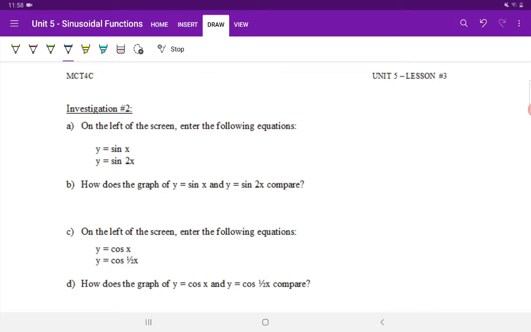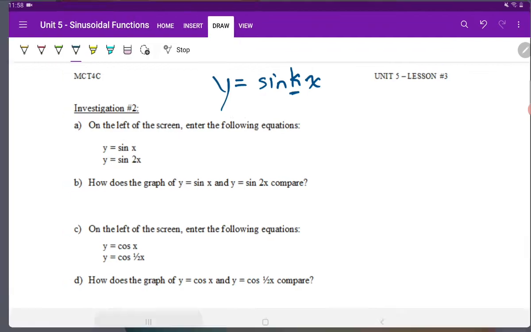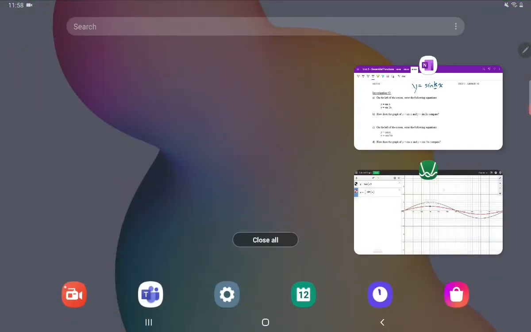Let's now look at the effect of K. So instead of A now, let's assume A is 1. Now we're looking at the effect of K, so having a value out in front of your x. Okay, let's see what happens. So let's plot y equals sine x and y equals sine 2 times x.